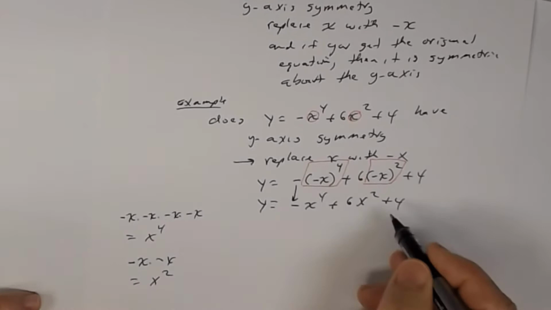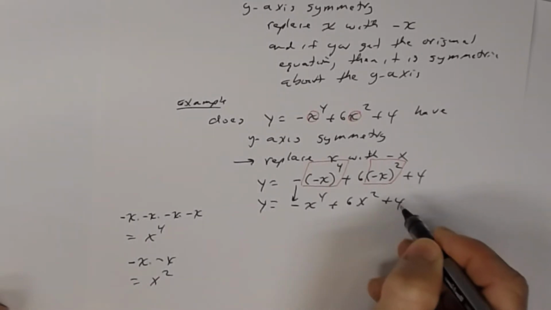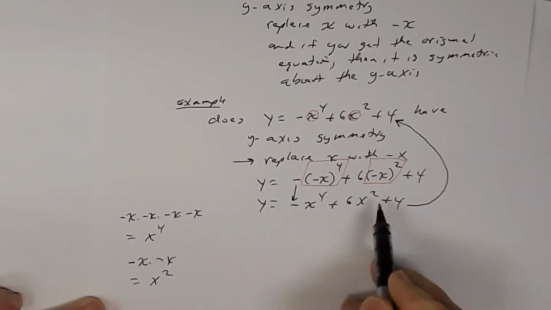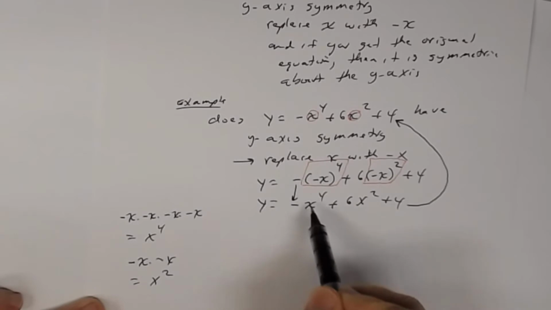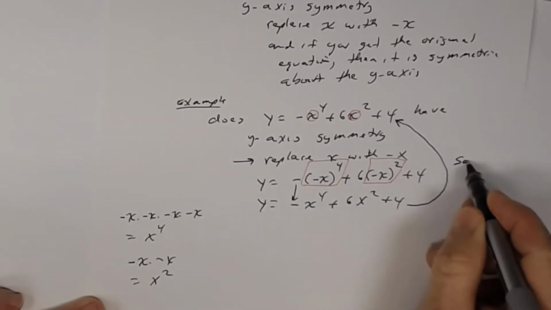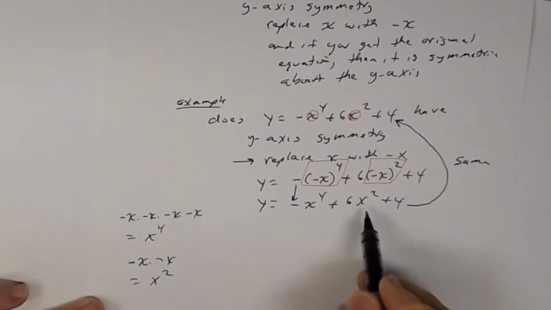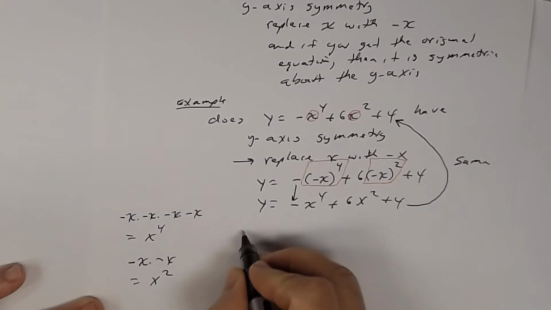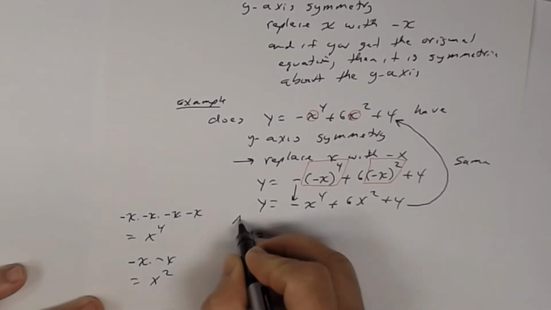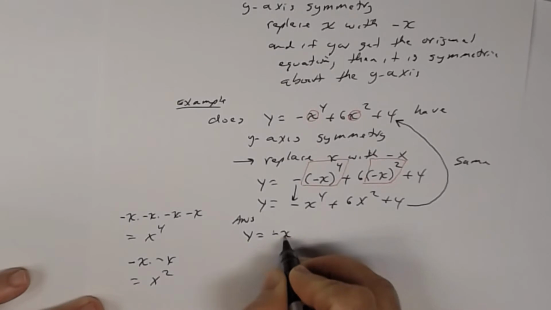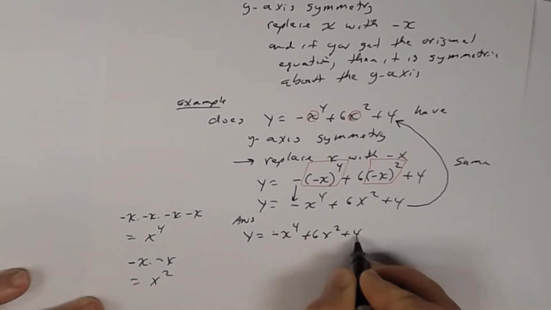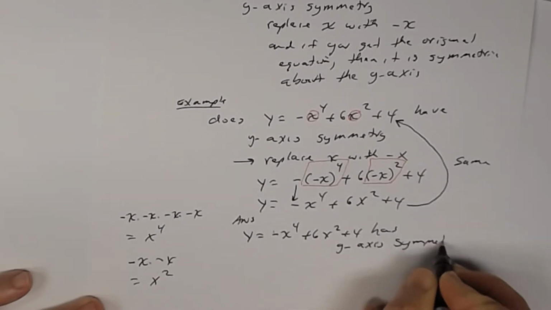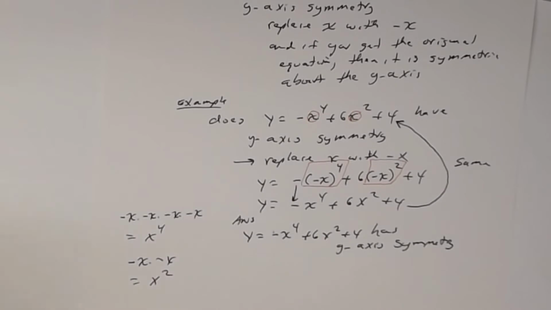All right, now once you simplify, you compare this with the original. What do you notice about this and the original? Are they the same? Yes, they are. So if what you end up with is the same as the original equation, then you're going to say this: answer, y equals negative x to the fourth plus 6x squared plus 4 has y-axis symmetry. Okay? All right, so that's a process you're going to go through.